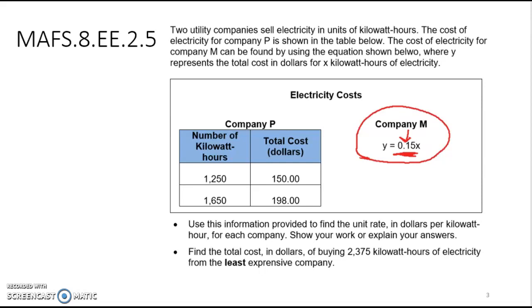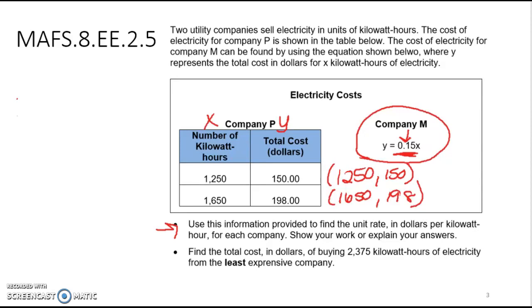For company P, I actually need to figure out how much that is. Well, if you remember, a table is always a combination of x comma y. So I could write this as 1250, comma 150, and 1650, comma 198. I can use those 2 points and my slope formula to find that rate of change, to find the slope.